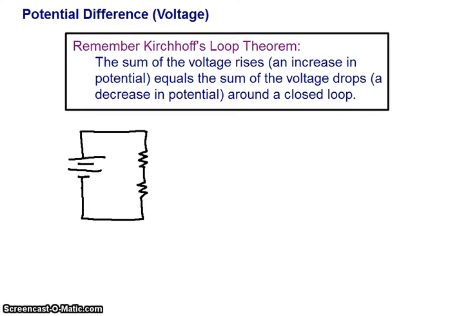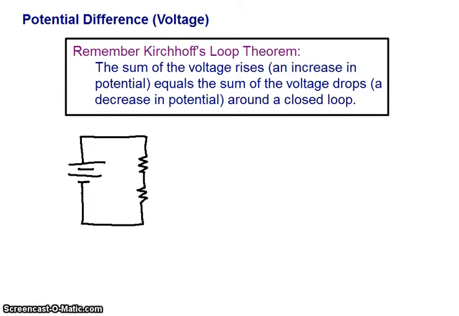Well, when we're talking about the loop theorem, what we're referring to is the amount of voltage that the battery has is the voltage rise, the increase in potential. As we go around the circuit, each of the resistors is part of a drop in the voltage. So if we were writing an equation for Kirchhoff's loop theorem, we would look at the voltage of the battery is equal to the voltage drop for resistor 1 plus the voltage drop for resistor 2.